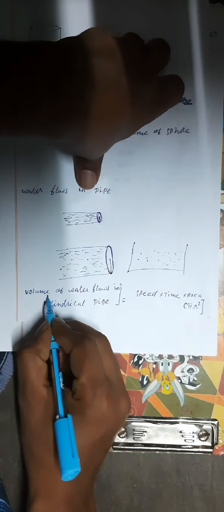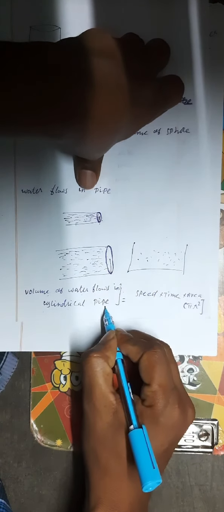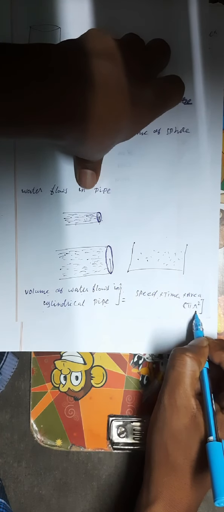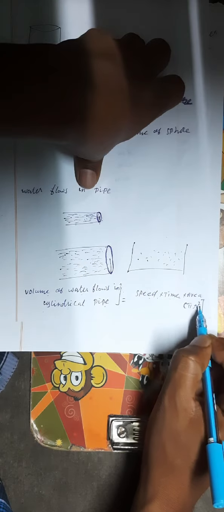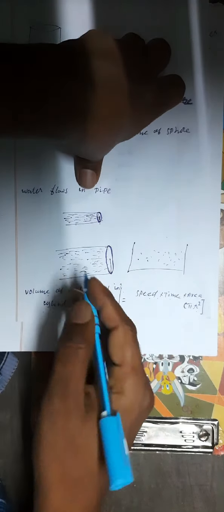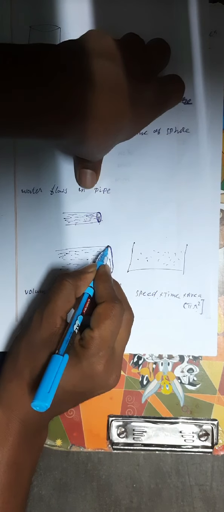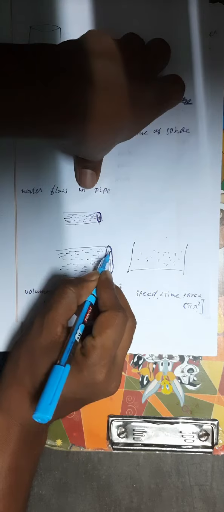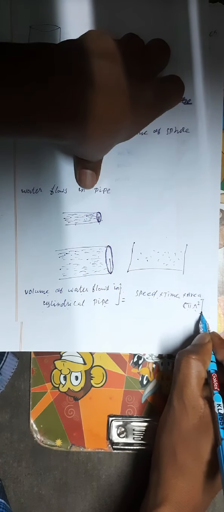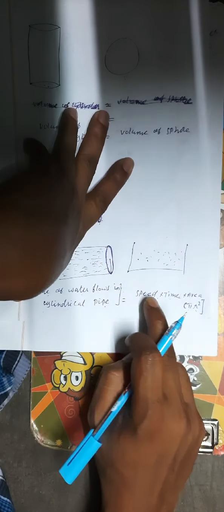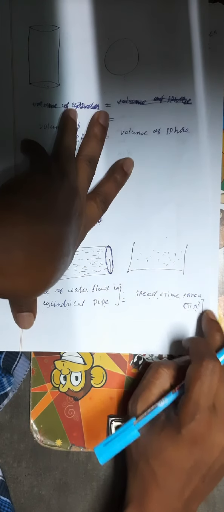So the volume of water that flows in a cylindrical pipe has three conditions: speed into time into area of pipe. Here, for the area of pipe, you want to take that cross-section only. The area of the pipe is in the shape of a circle, so I can take pi r square. So the volume of water that flows in the cylindrical pipe is equal to speed into time into pi r square. Okay, and then the third one.